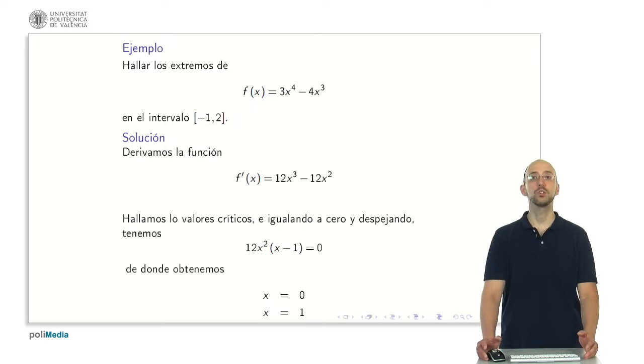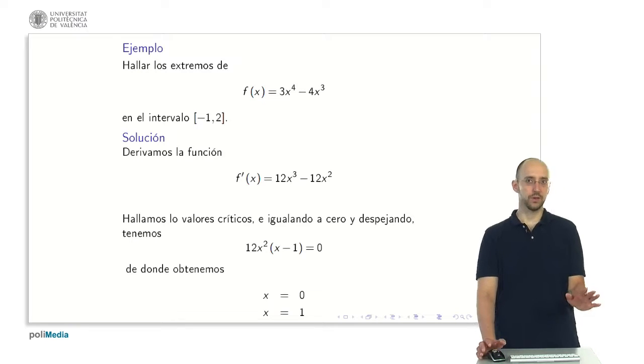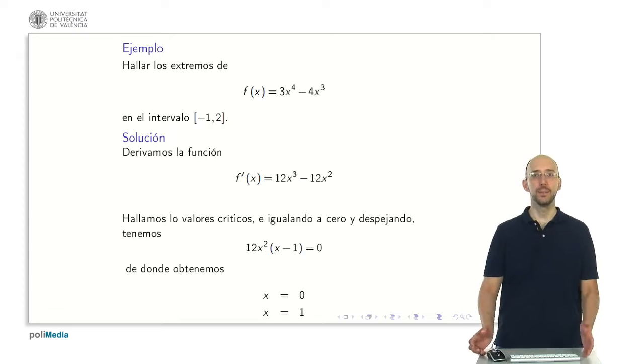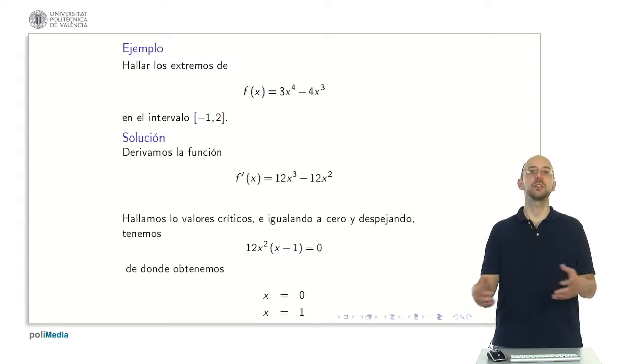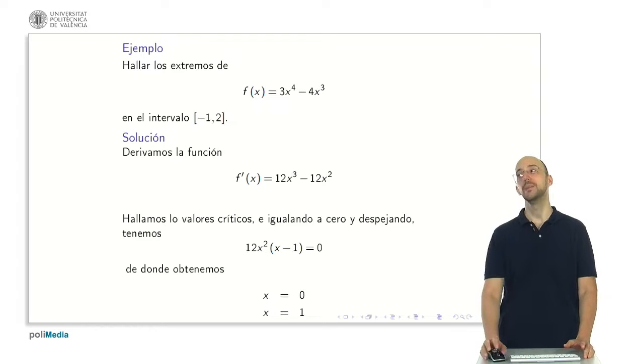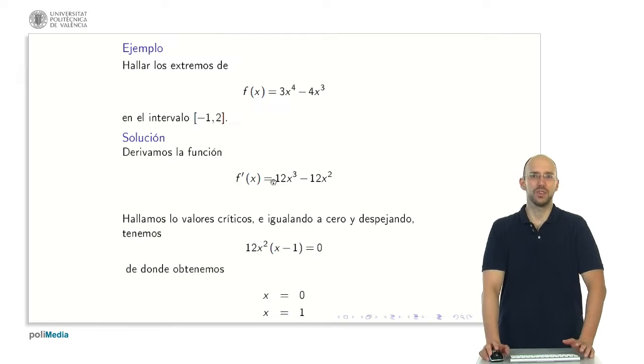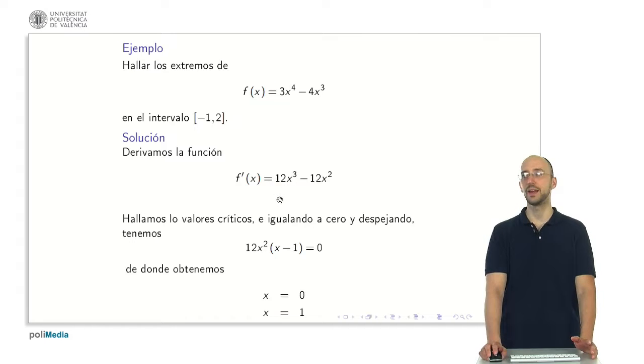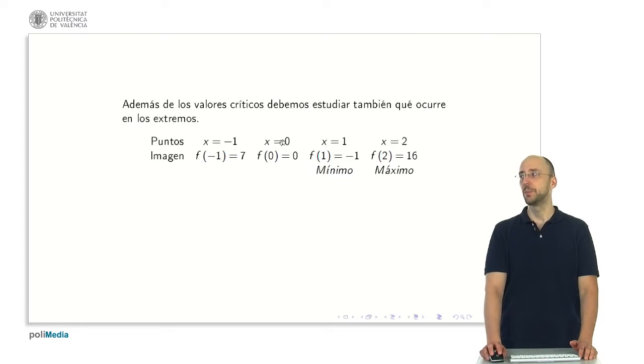It's crucial to remember that critical values include not only those where the derivative equals 0, but also those points where the function is not differentiable. In the case of a polynomial, the function is differentiable at all points, so no additional points need to be considered. Returning to the table, I've listed the critical points obtained from the derivative and included the interval's endpoints.